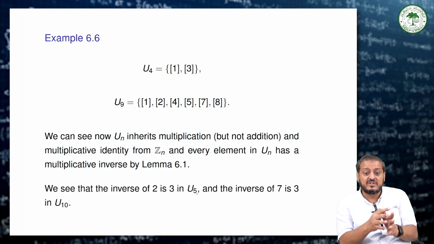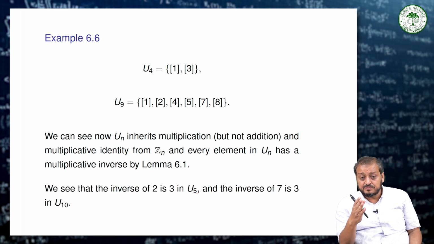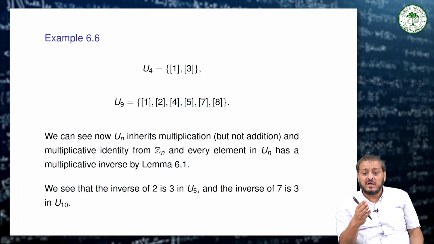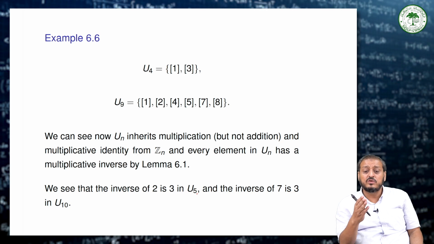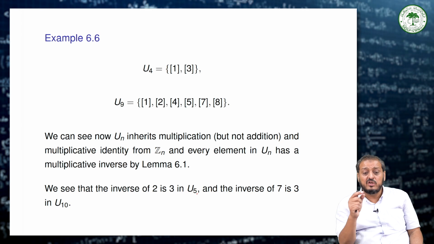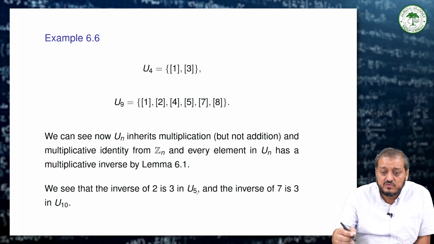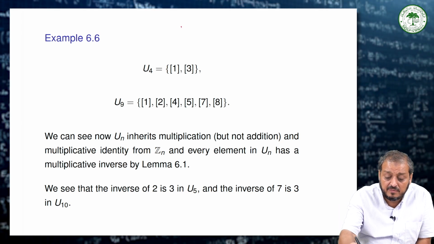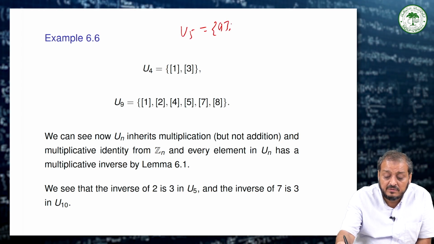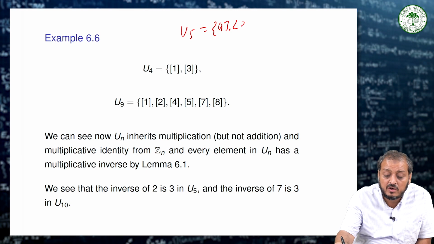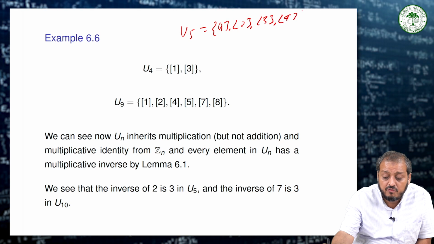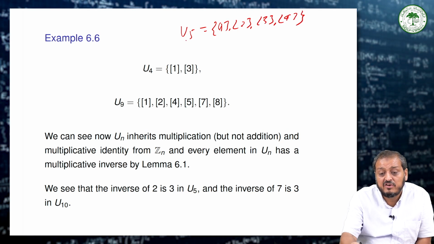So we see that for 2 and 3, the inverse of 2 is 3 in U5, and the inverse of 7 is 3 in U10. For U5, we take the equivalence classes 1, 2, 3 and 4. All of them are relatively prime to 5.